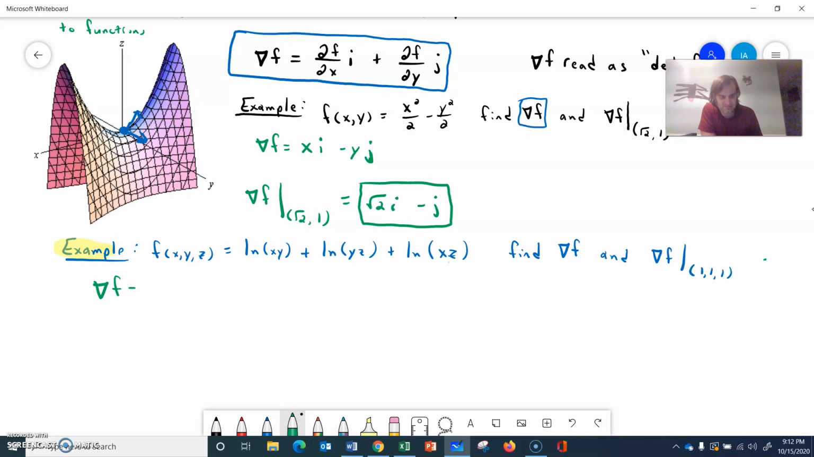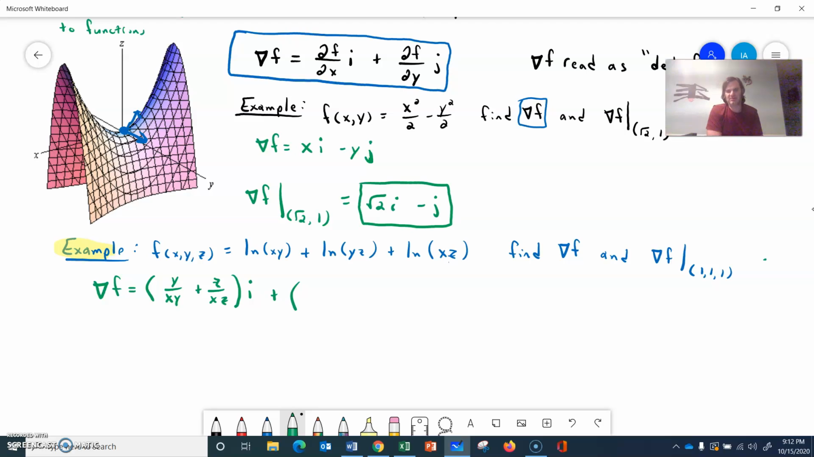So del f will be, we've got to take the partial of this thing with respect to x. So natural log of xy would give us y over xy. Natural log of yz would just go to 0 because there's no x there. And then plus natural log of xz would be z over xz. You can tell this stuff is going to reduce. But that would be our i component.